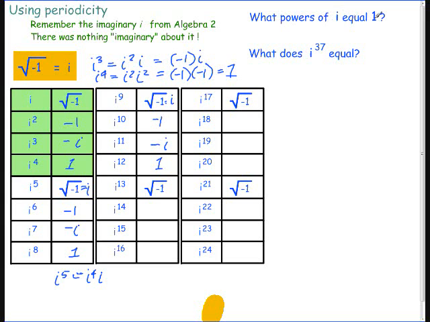What powers of i will equal 1? Well, 4, 8, 12, 16, 20, 24, and I could keep going on like that, couldn't I? What do we notice? These are all multiples of 4. What about i to the 0 power? Could we even do that?